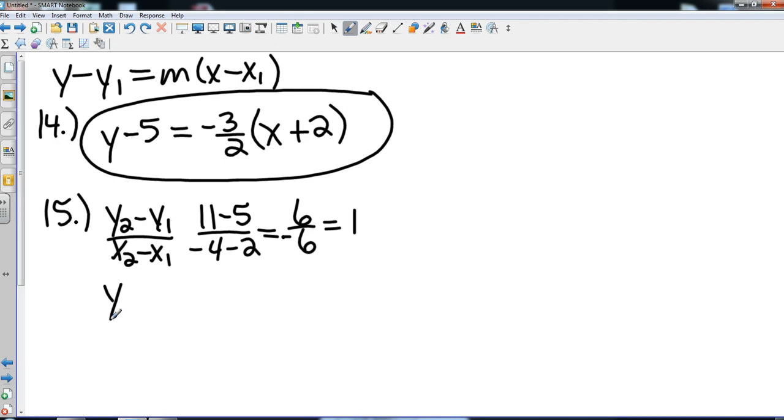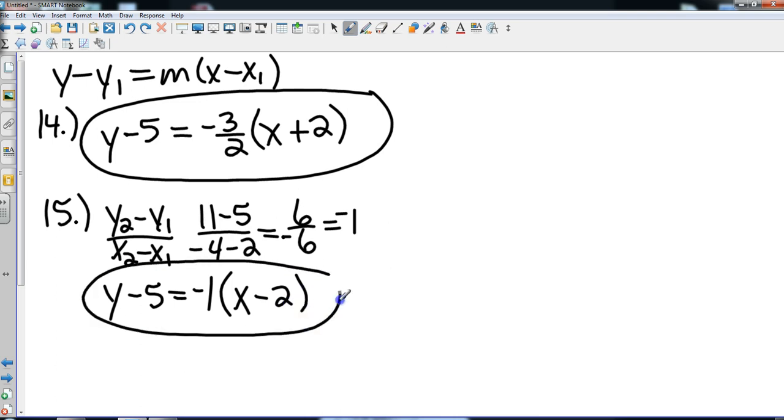Okay, so I'm going to go with the first one just because they're both positive and I like the way that looks. So what's the y value of the first point? 5, so it's y minus 5. What's the slope we just found? Oh, -1. I put it +1 there. That's -1. X stays the same. What's the x value of our point on there? It's 2, so it's -2. Again, that's point slope form. You're done. Doesn't matter. It's the exact same thing.